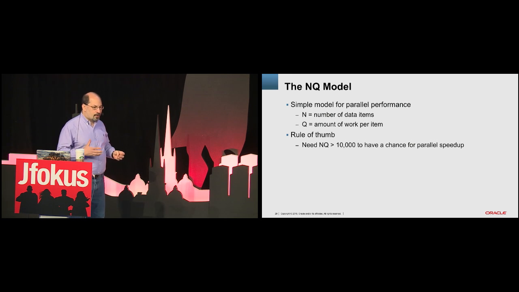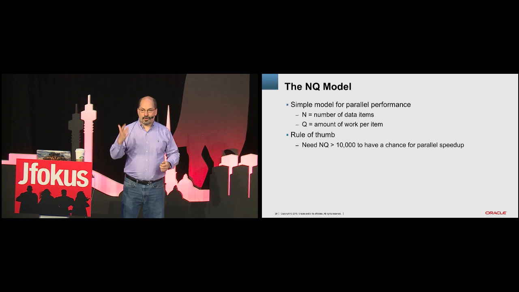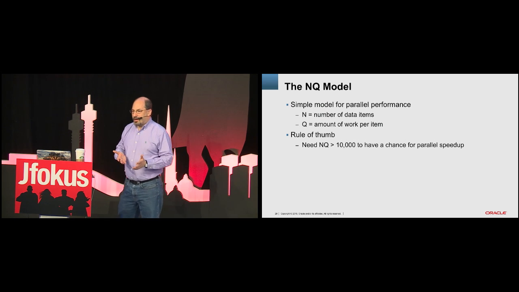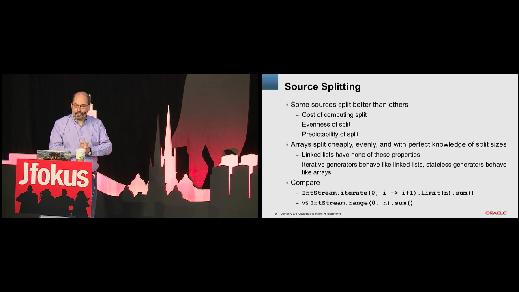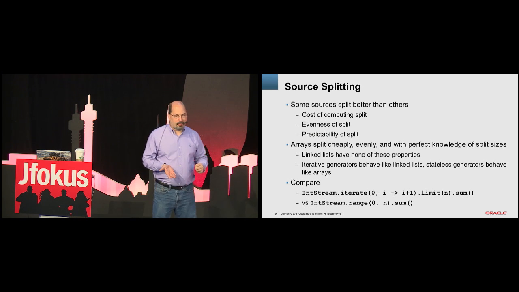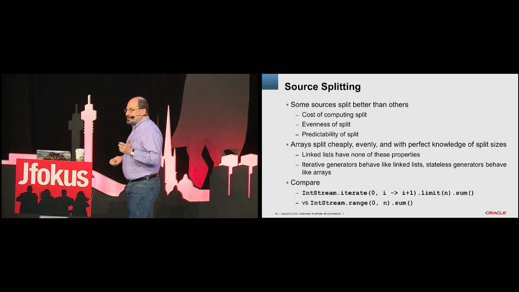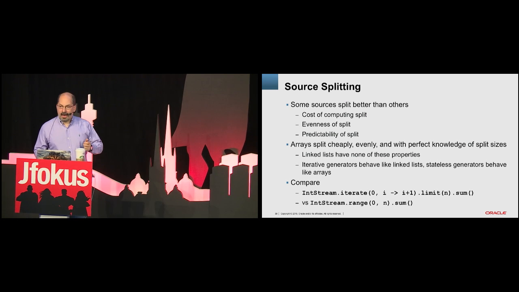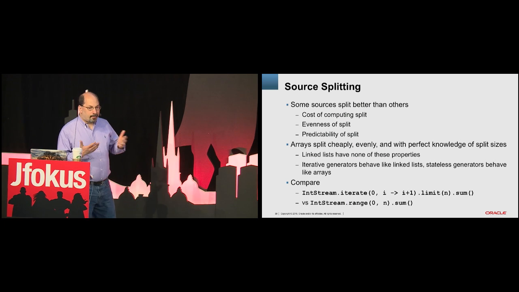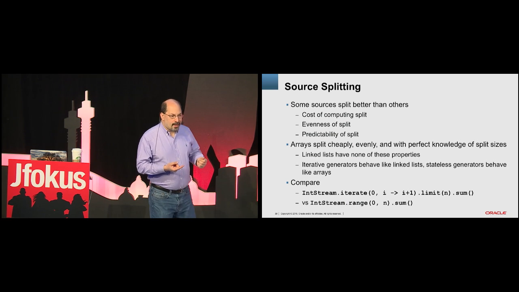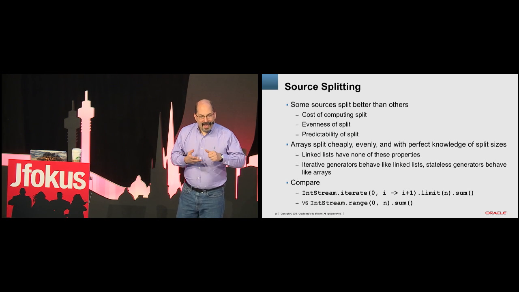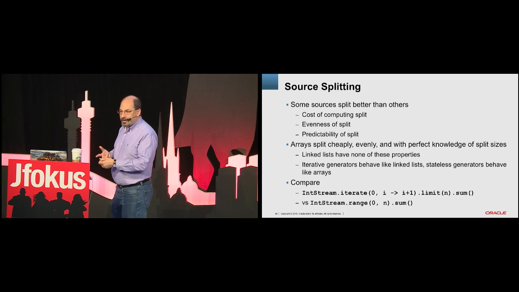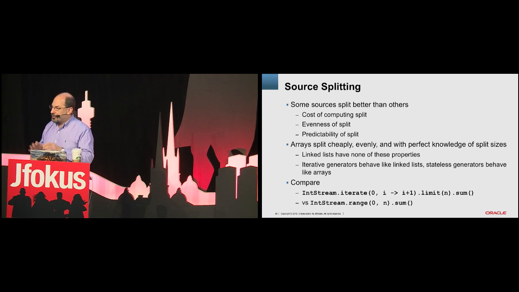If your operations are computationally expensive, say you're doing cryptographic analysis, you don't need as much data in order to get the benefit of parallelism. OK, so let's look at all of those sources that steal our performance away and think about how we would use them to analyze a stream pipeline. Some sources split better than others. And when I talk about splitting, there are a couple of things that come into play. One is, how much computation do I have to do to split a source in half? How evenly do the pieces split? And how well can I predict what the split sizes are?